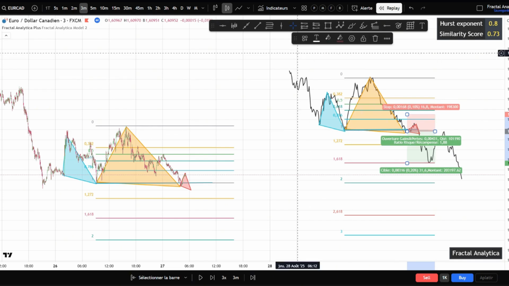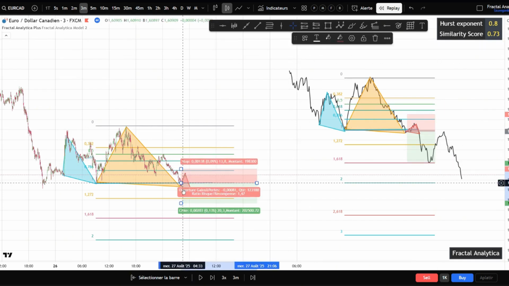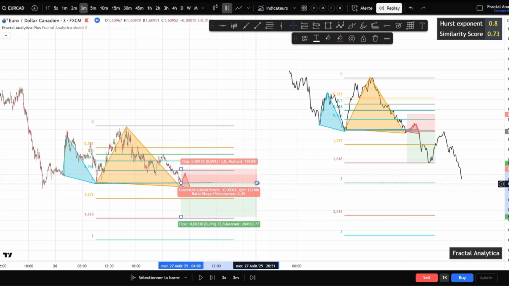So that's the trade idea for today. I hope this breakdown helped you understand how to use fractals, similarity, and Fibonacci levels to catch high probability setups.